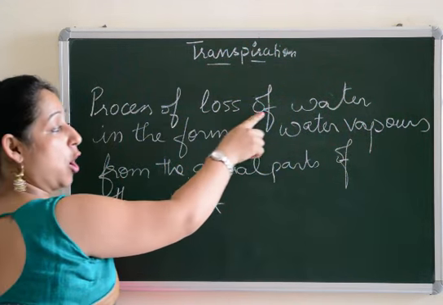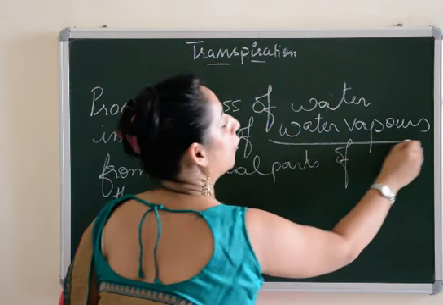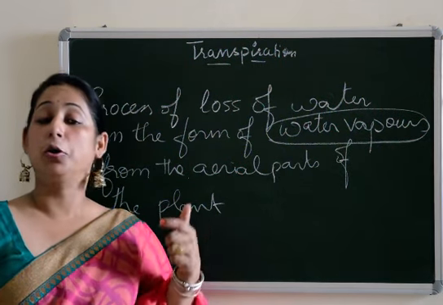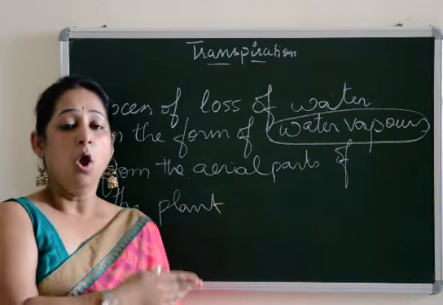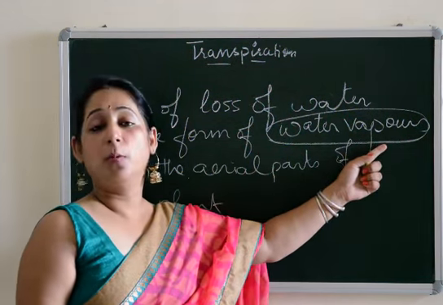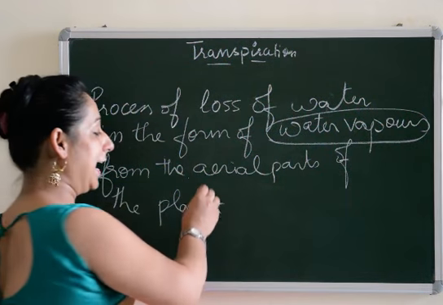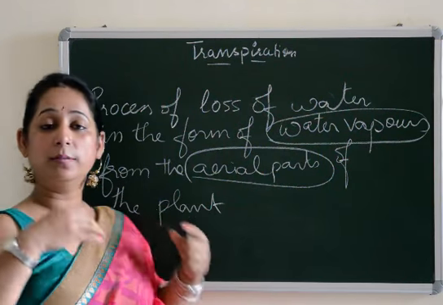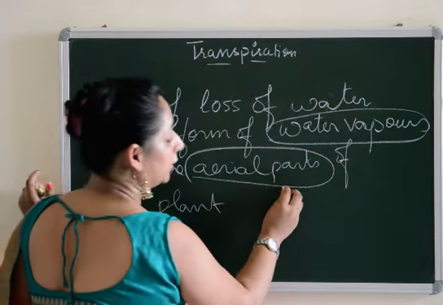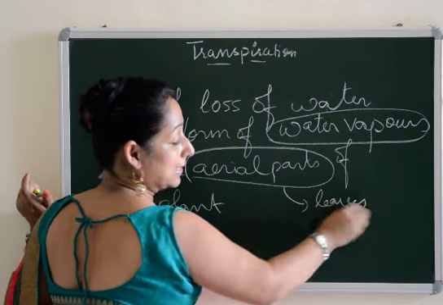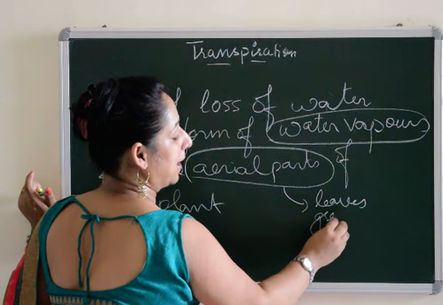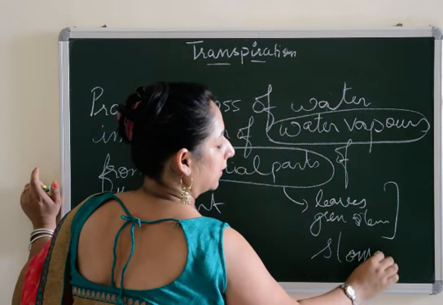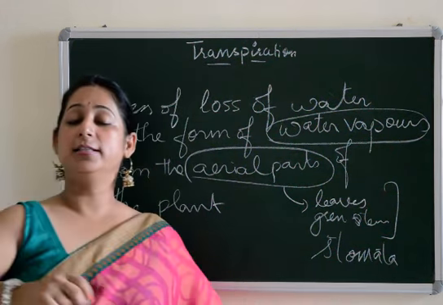The process of loss of water in the form of water vapors, very important, in the form of water vapors, because in many of the processes the water is lost in the form of water droplets also. So we have to specify that the water is lost in the form of water vapors from the aerial parts of the plant. Now what do we mean by aerial? Aerial means the ones which are above the soil. Now these aerial parts comprise leaves, green stems, or you can say the parts which contain stomata. Okay, the parts which contain stomata.